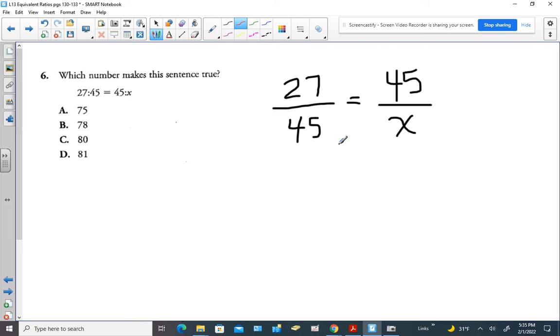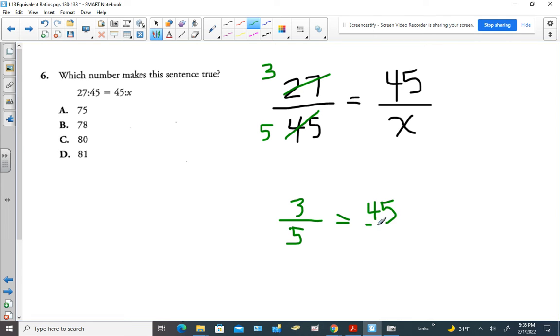Did you know that you can simplify this? What goes into both 27 and 45? How about we try 9? So this divided by 9 would be 3. This divided by 9 would be 5. So if we clean this up a little bit, we're looking at 3 to 5 being equal to 45 to x.